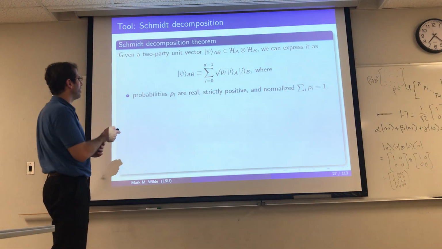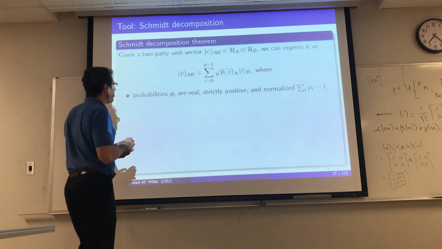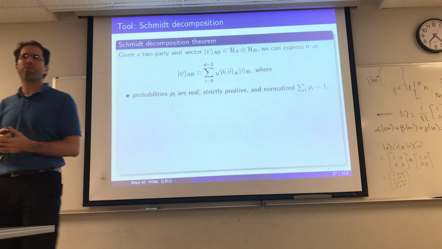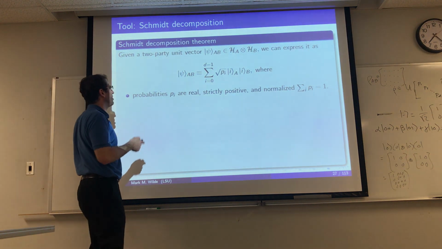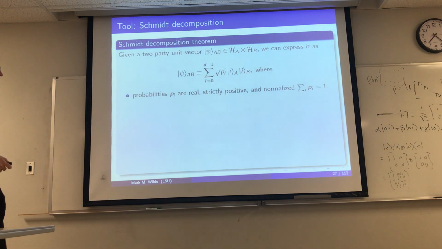And then you take their square roots. There's this thing called probability amplitude. So these are the probabilities. You take the square root, you get what's called probability amplitudes. Okay? And you can write the two-party quantum state like this. Okay? It's actually kind of similar.